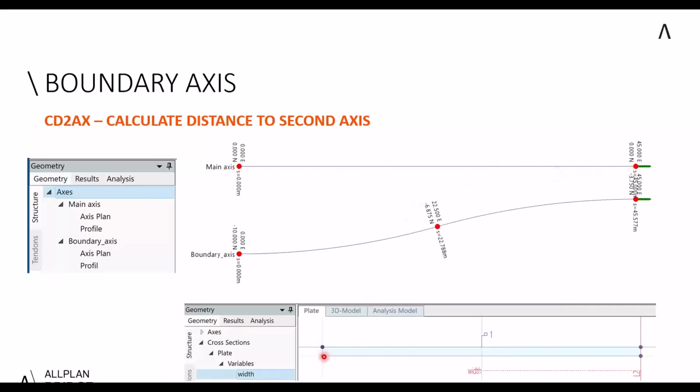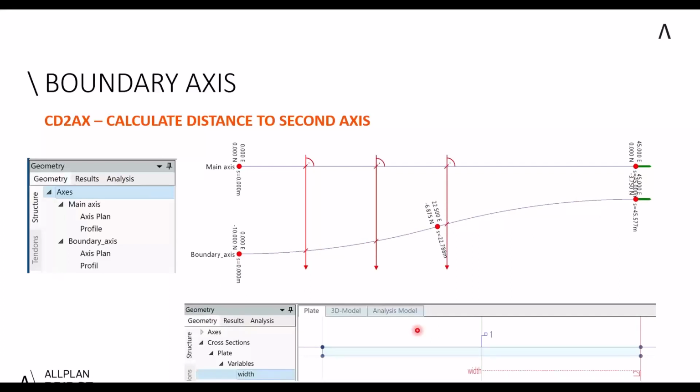And on the left side, the slab will have a constant width, but on the right side, I have assigned a variable for the width or half of the width. And this variable should always be linked to the boundary axis. So how can this work?